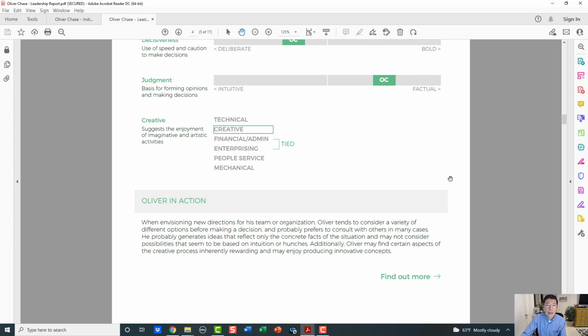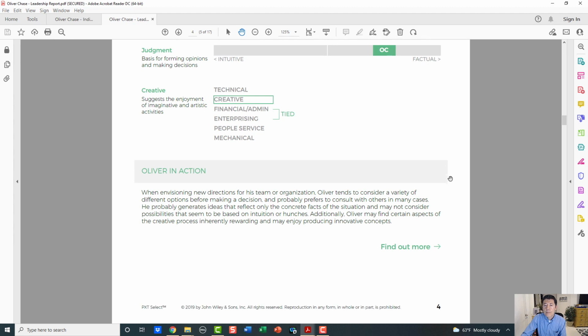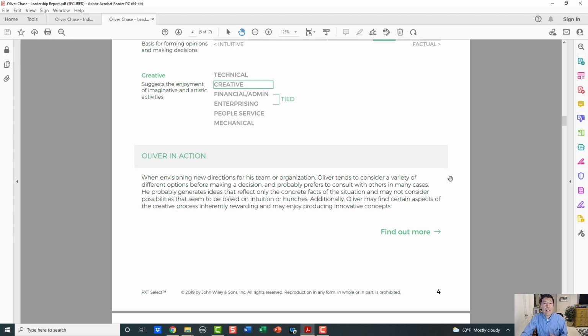Oliver tends to consider a variety of different options before making a decision, and probably prefers to consult with others in many cases. So then we would talk with the leader about that, right? Does this describe you? All reports should be personalized to the person that you're coaching. All of the information will never be entirely accurate. So I like to go through the information with the coachee and have them tell me what's true and what's not true.